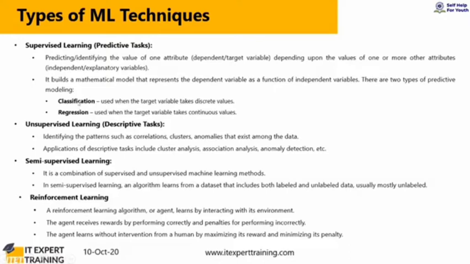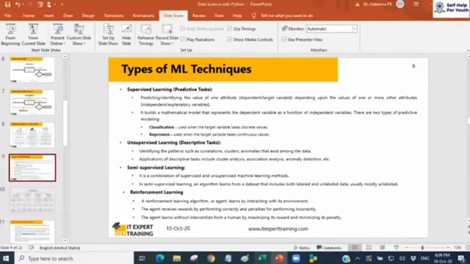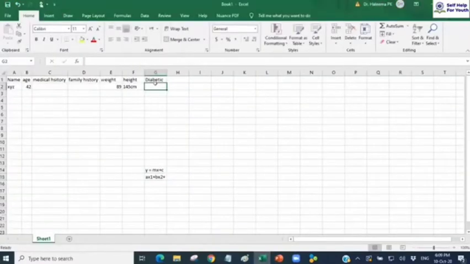Classification modeling is used whenever the target variable takes discrete values. Say, for example, according to the example that we have discussed, what could be the possible value for the diabetic attribute? Either it could be yes or no. The person would be a diabetic person or not. So it is a binary classification problem. It is a yes or no problem.